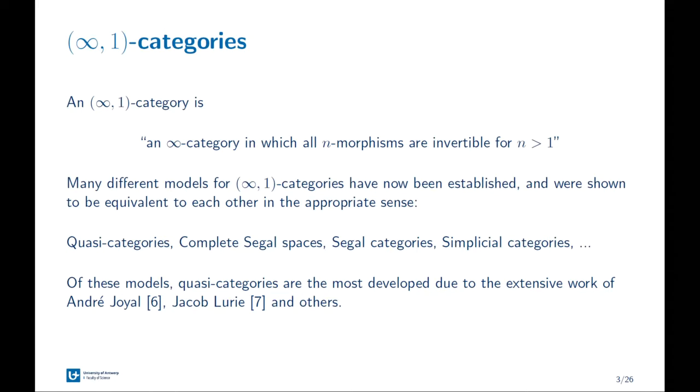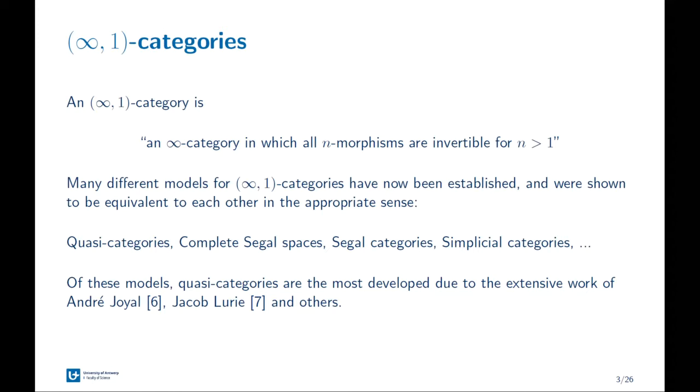So what do I mean by an (∞,1)-category? An (∞,1)-category is a category, or an infinity category, in which all of the n-morphisms are invertible, starting from n strictly bigger than 1. So notice that I have put this in quotation marks. That's because this is not a well-defined mathematical object until you give it a proper definition. And today, many different proposed definitions for this intuitive idea have been proposed and have also been shown to be equivalent to each other in the appropriate sense.